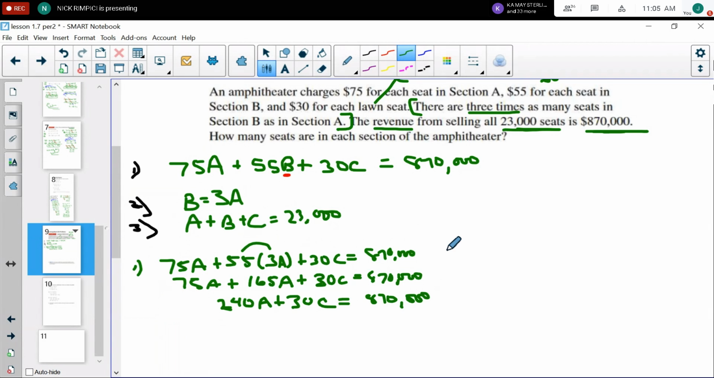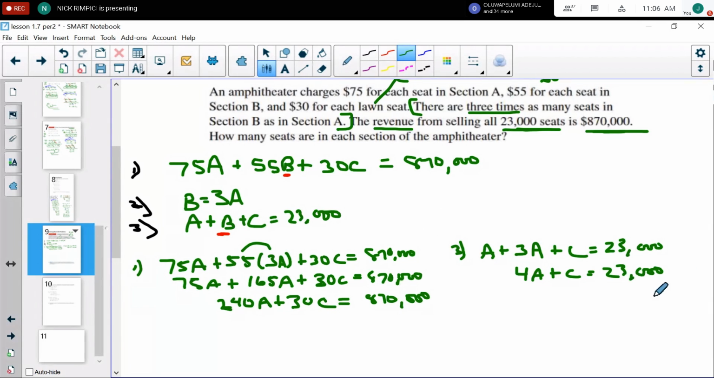In other words, I can rewrite equation 3 as A plus, I'm going to put 3A in there, right? Because B is 3A. So A plus 3A plus C equals 23,000. And then I can combine these terms. 3A and 1A is 4A, right? So 4A plus C is equal to 23,000.